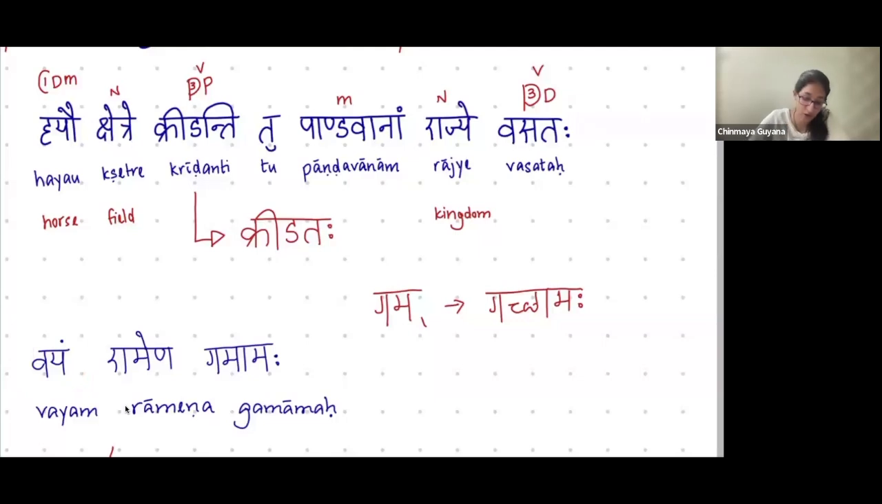So some people thought Ramena was supposed to be Ramehi, meaning make Rama plural, but Rama can be singular. All of us can go with one Rama. The verb and the number for the verb has only to do with the subject, nothing to do with the other nouns. So here the mistake was gachamaha. It's supposed to be gachamaha.